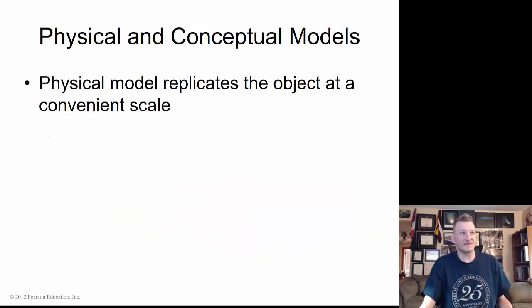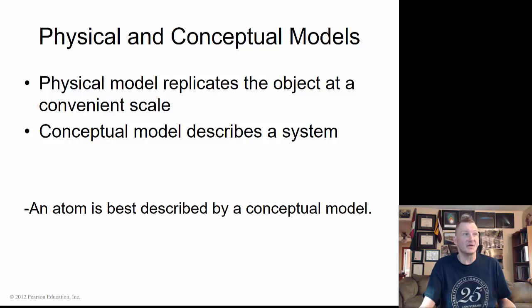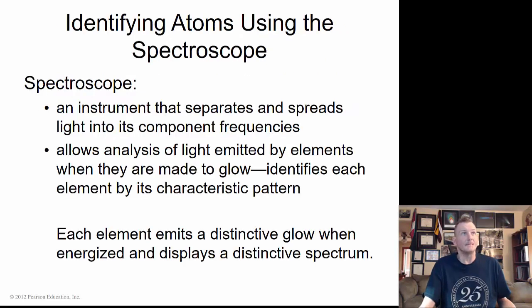So we can talk about physical and conceptual models of the atom. A physical model replicates the object at a convenient scale. We do this in astronomy too. We have a celestial sphere, a globe that represents the night sky. It's just a more simplified version. The conceptual model describes a system with words. And so the atom is best described by a conceptual model.